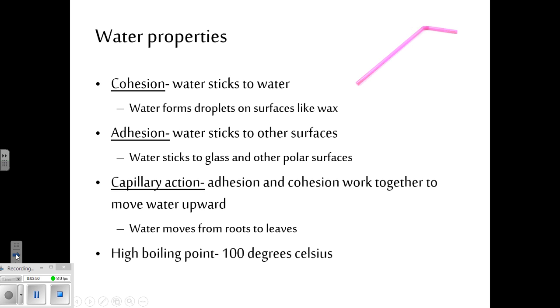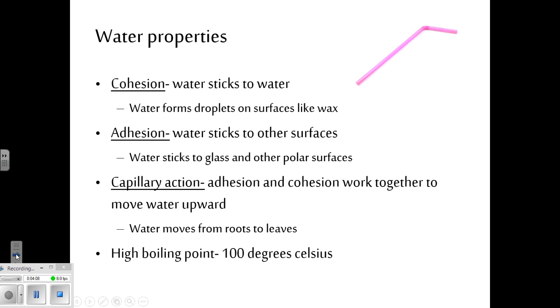Capillary action means that it actually can move against gravity and go upward. So for example, in trees, as water is evaporating out of the leaves of trees, it can get sucked up from the roots and move upward against gravity. You sometimes see this in a straw.